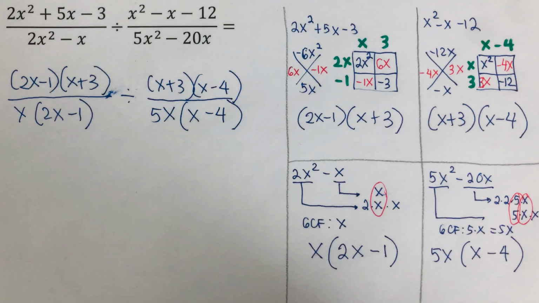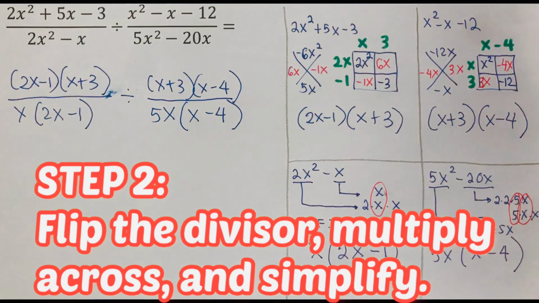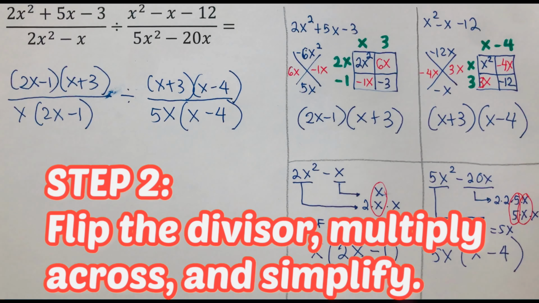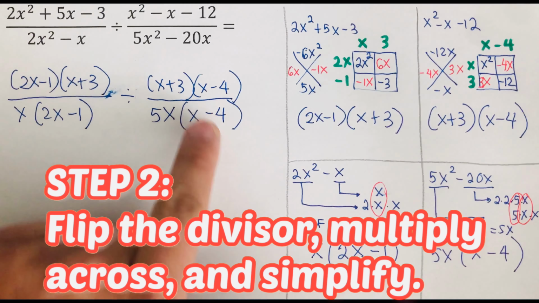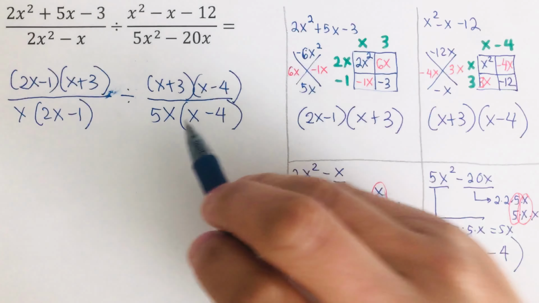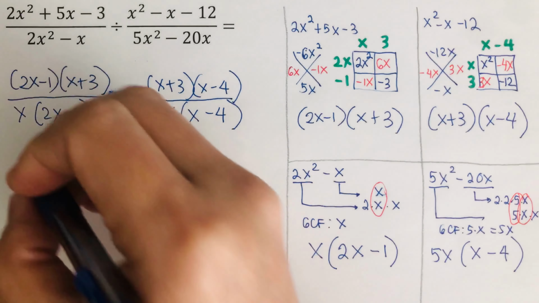Okay, so we're ready to move on to the second step. The second step is to flip the divisor, multiply across, and simplify. So I'm going to flip this fraction right here. I'm just going to go ahead and rewrite this.